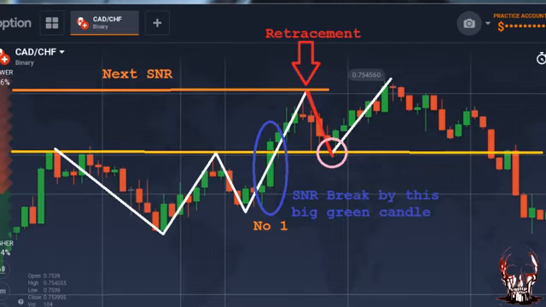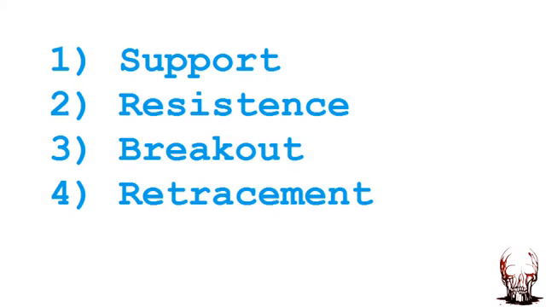This is the example of retracement. This number 1 big candle crossed the SNR area and the market comes back to touch the SNR area, called retracement. In this picture, the power of the buyers is so strong that after breaking the SNR area with this big candle, the market did not come back, rather it goes for the next SNR area. Now we understand 4 things. Number 1 support, number 2 resistance, number 3 breakout and number 4 retracement.